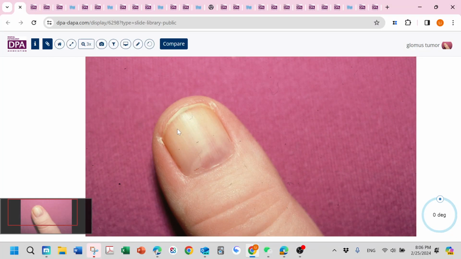This is glomus tumor. Gross picture. We can see a little bit red tumor just under the nail bed. This reddish lesion is really painful. Usually occurs in the distal extremity, particularly in the nail bed.